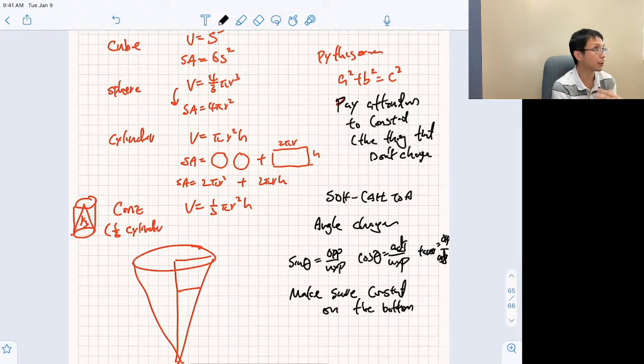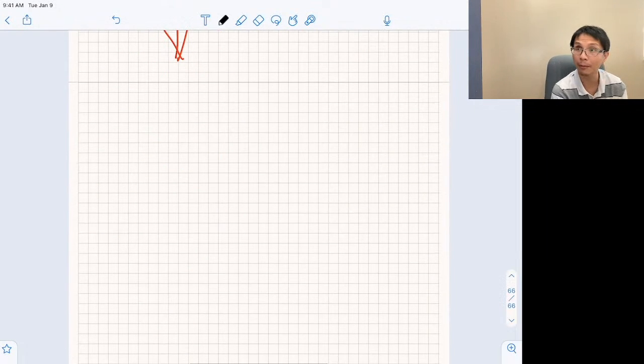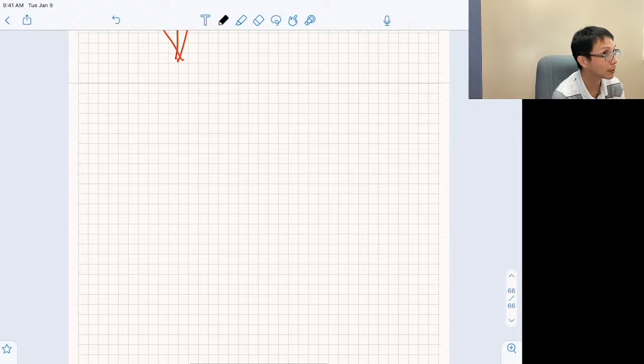Usually the problem will occur when a ladder is sliding down. So let's put the question up and talk about the ladder situation. How much time do I have? 1 minute? 2 minutes? 2 minutes.